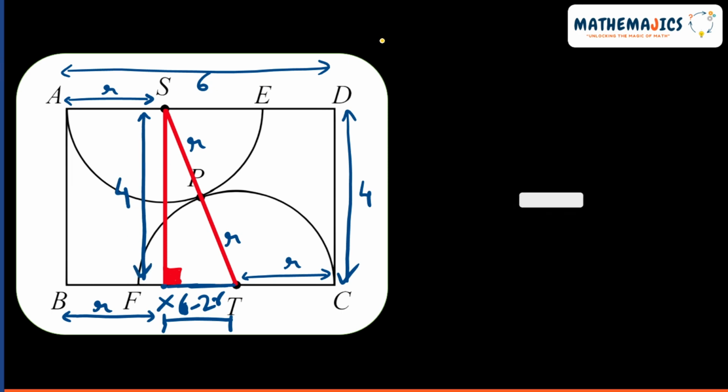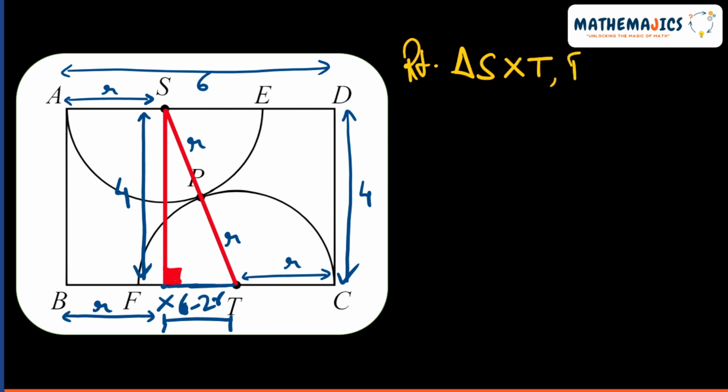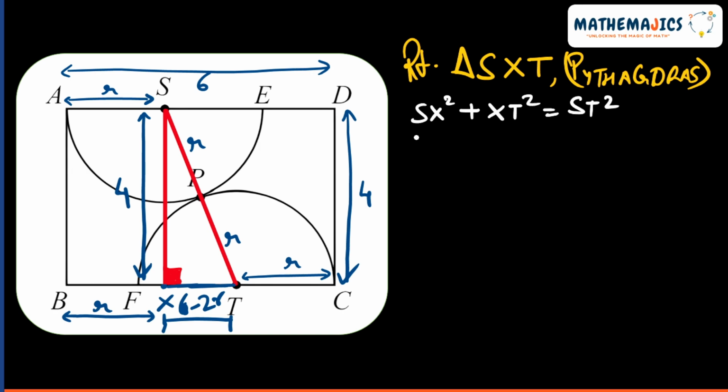Now to solve this question, we will be looking at right triangle SXT. And we will be applying Pythagoras theorem. If we apply Pythagoras theorem, we will get SX square plus XT square equals ST square. SX is 4 square, XT is (6 minus 2R) whole square, and ST is 2R, whole square.